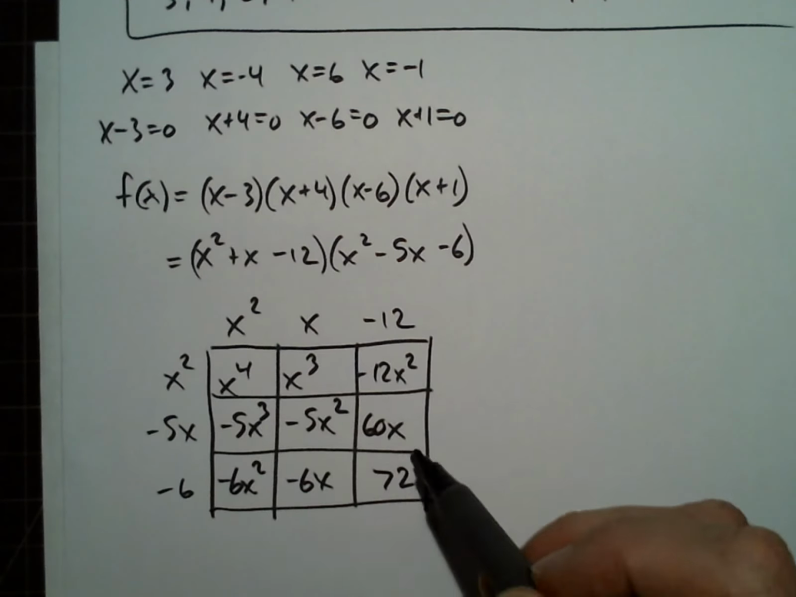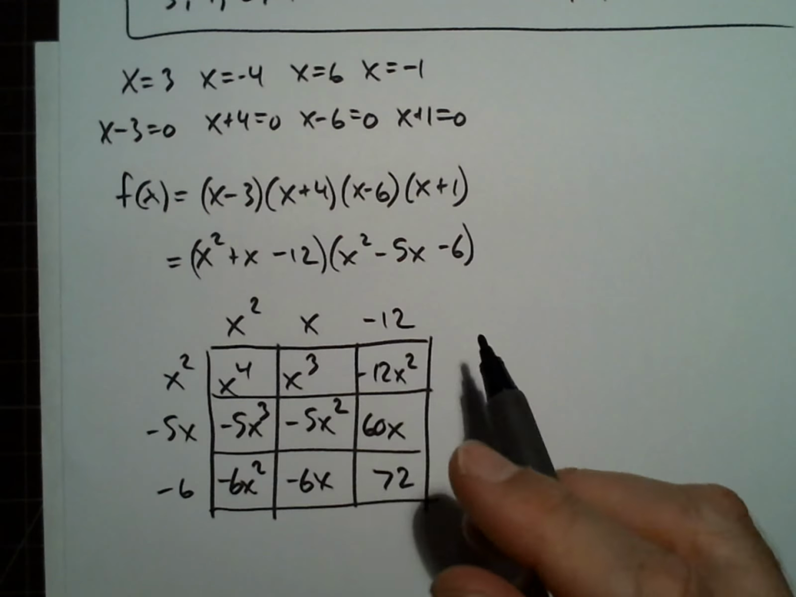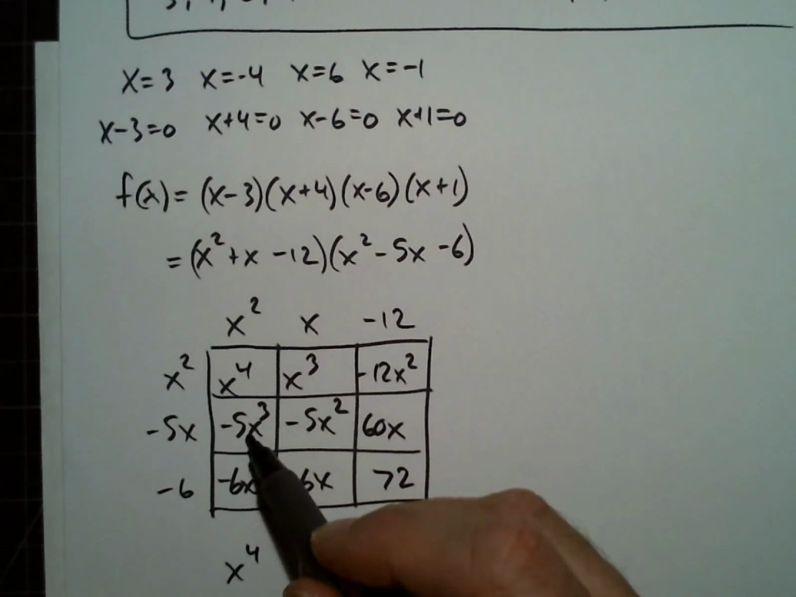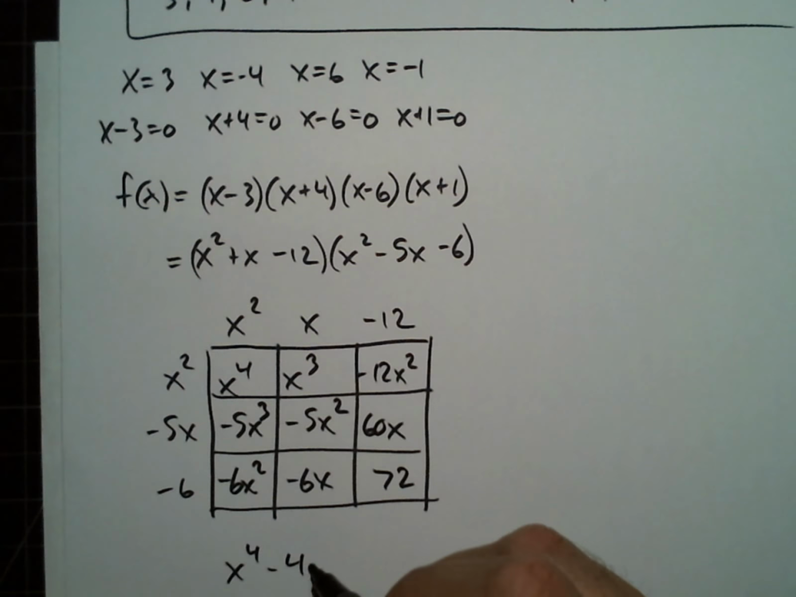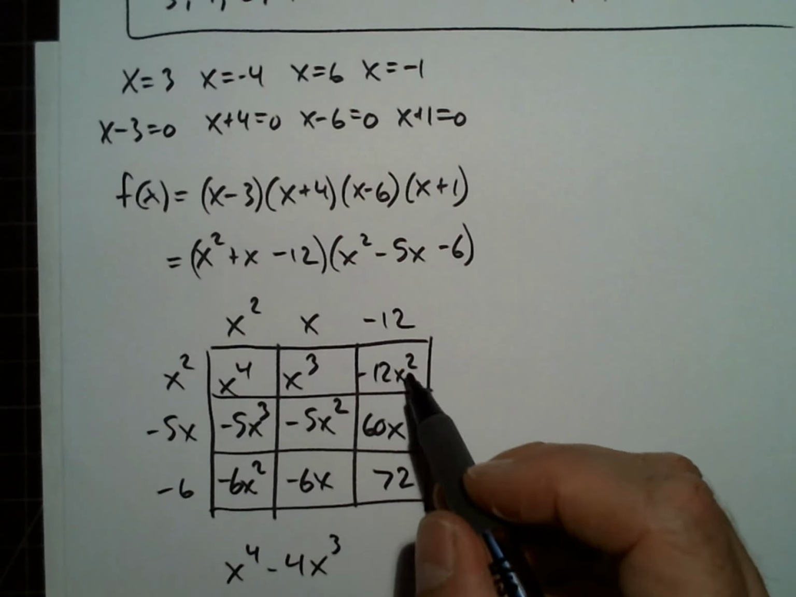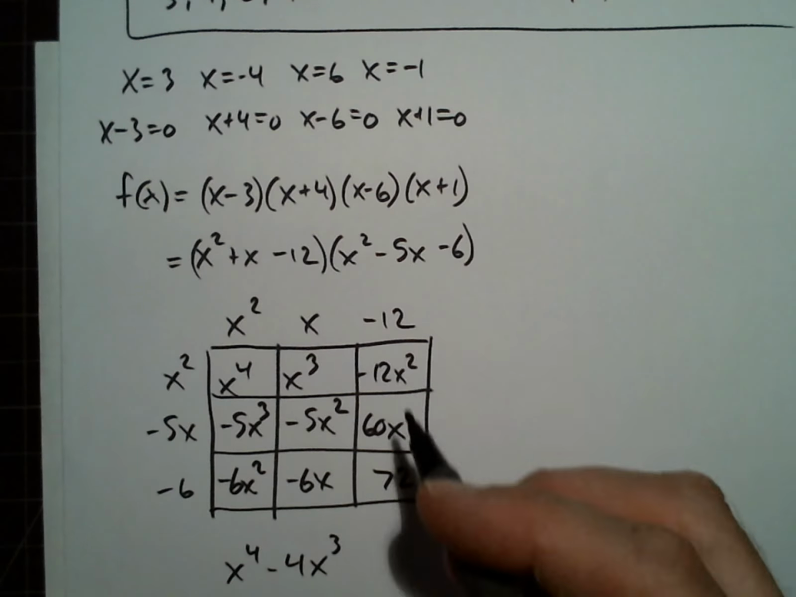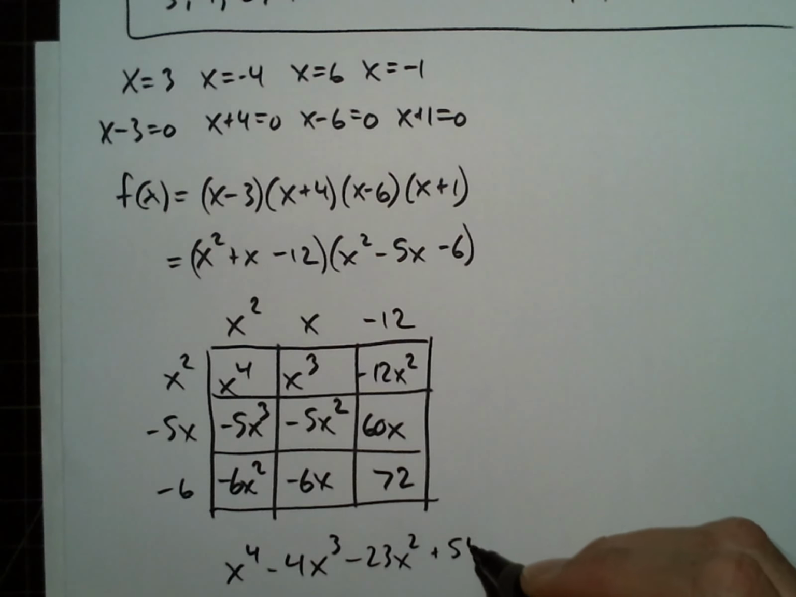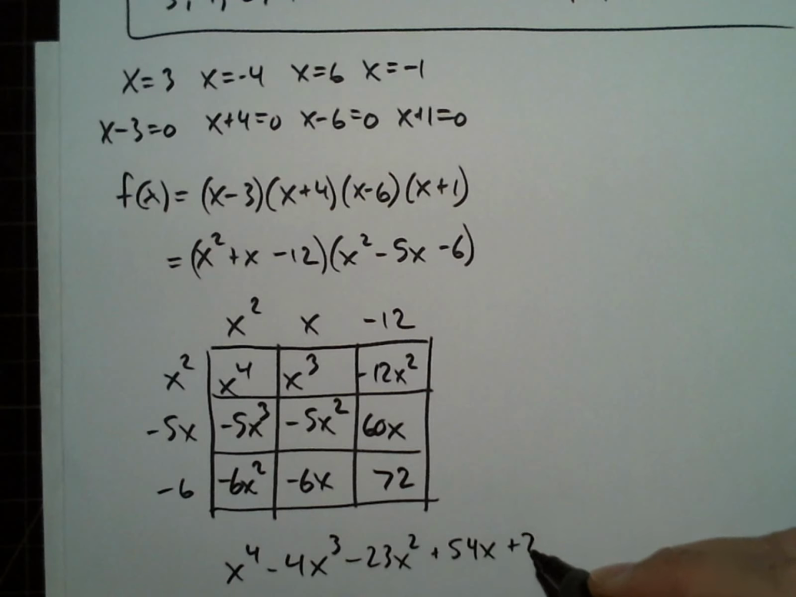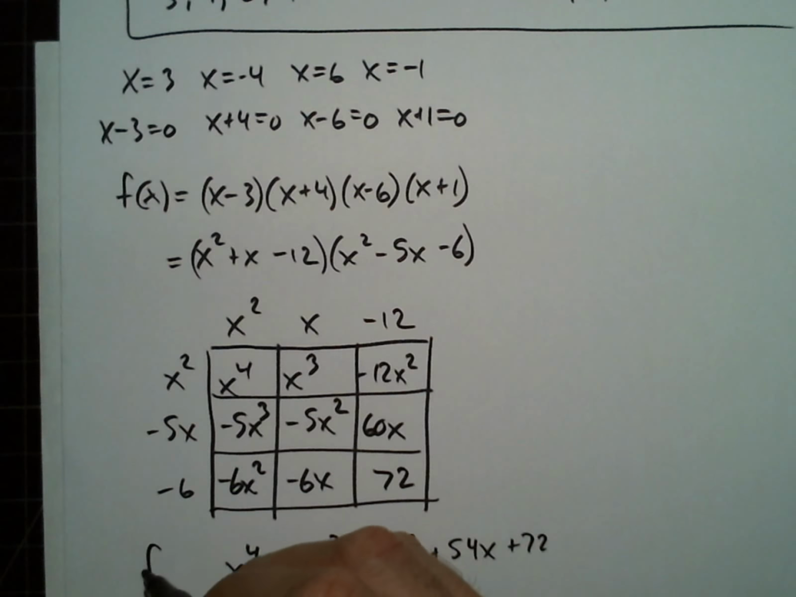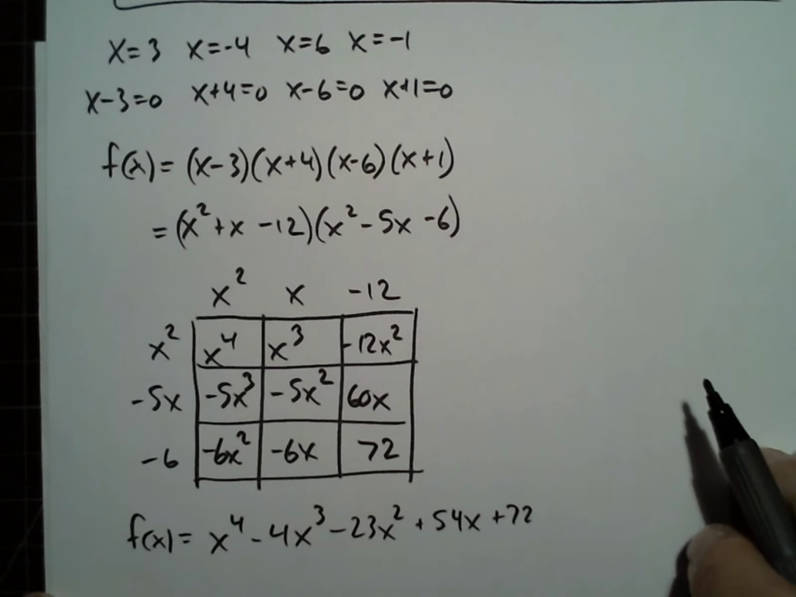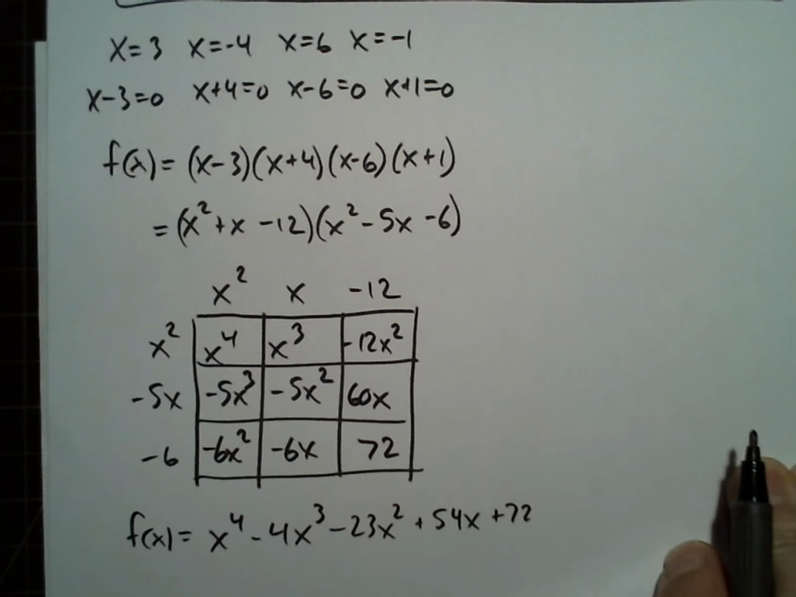And then we have to combine all these, and we can just combine like terms. X to the fourth, we have x to the third, so we'll have negative 4x to the third. These are all x squared, so we'll combine those. Here we have 54 plus 72. So there is a polynomial with the given zeros.